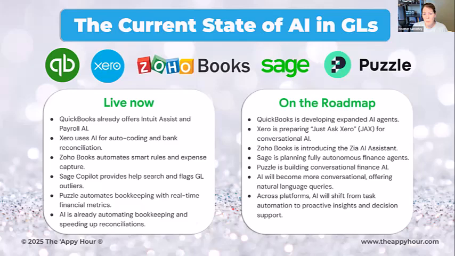And then on the roadmap, we've got these agents, and it says they're being developed. They're actually out. They're launched. So you can go and play with them.